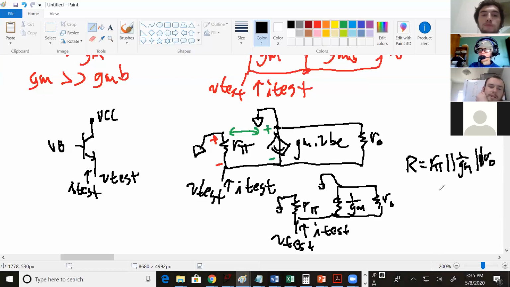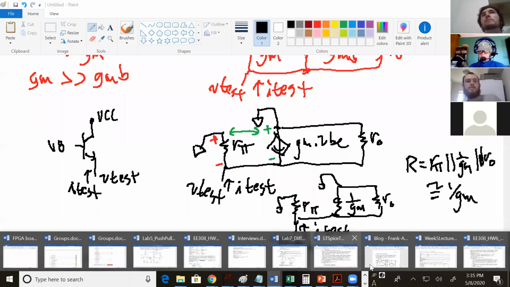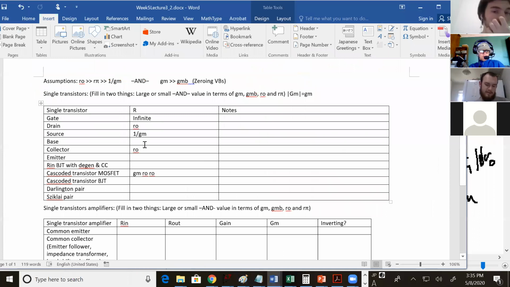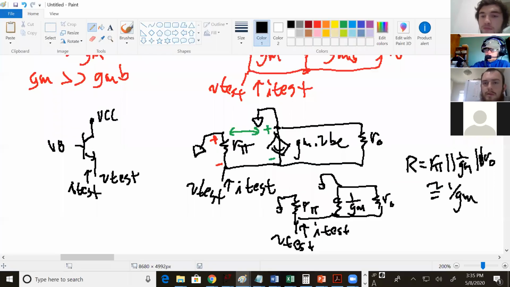You can approximate it as 1 over GM. Yep. And that's a fair approximation. R pi, if it's 1K or 10K, RO 100K, they're going to be very large compared to 1 over GM. So got that. Emitter 1 over GM again. So what's left is the base and then a couple of others. So what about the base? What's the resistance looking into the base?